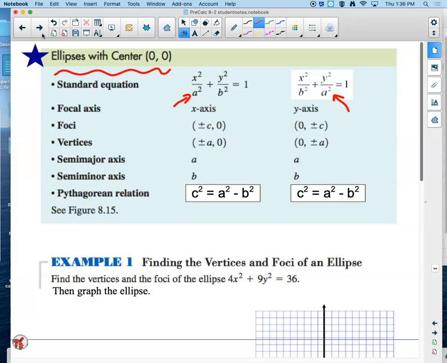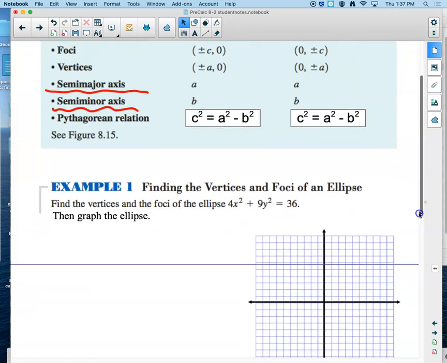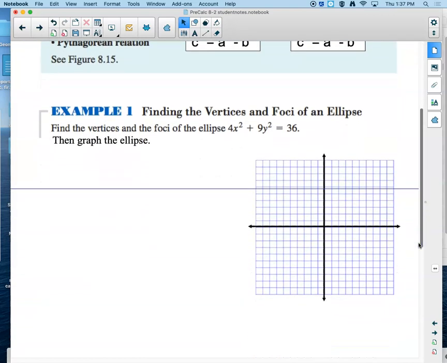And the rest of this we can find visually. Again, kind of new vocab here for vertices and covertices. Semi-major axis is a, and semi-minor axis, or covertices, are going to be b. And because it has a plus in the formula, if anything is missing, it's c squared equals a squared minus b squared. So let's get busy.